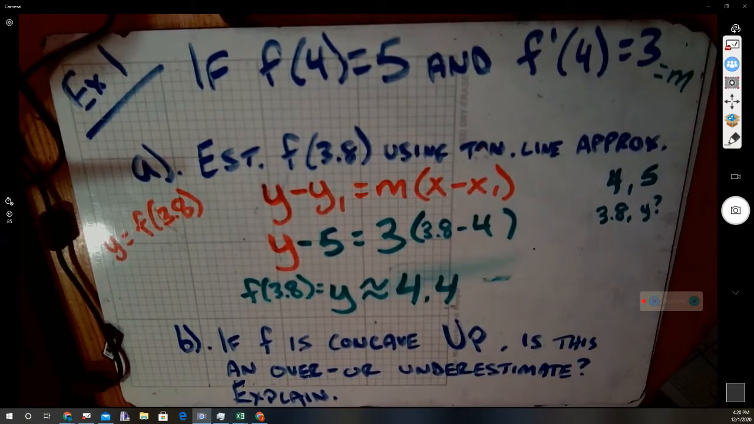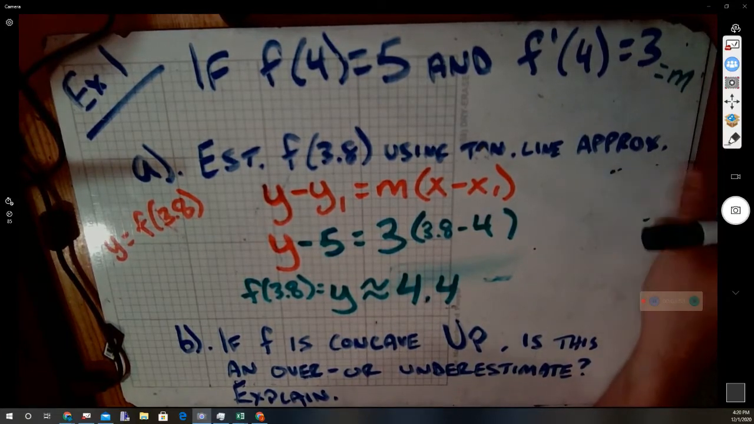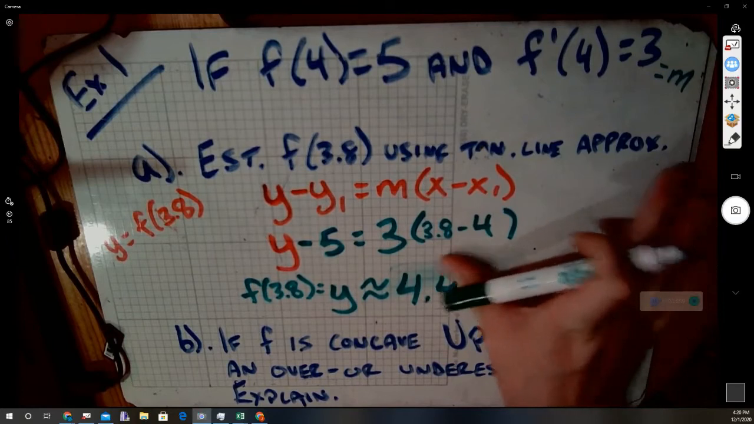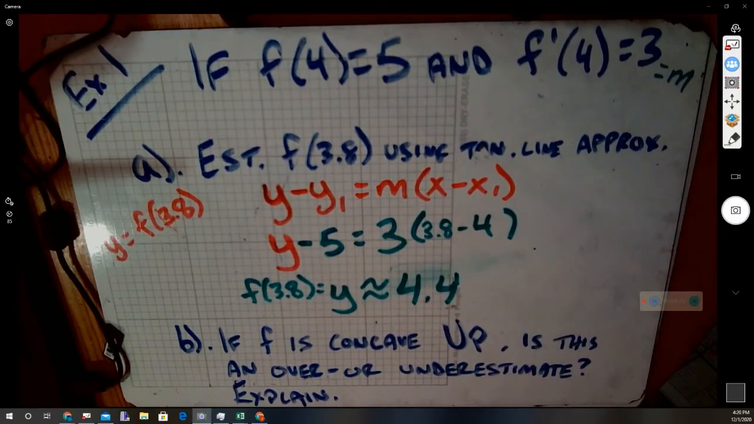All right, now the next part of the problem asks, if the function is concave up, is this estimate an overestimate or an underestimate? Well, here's how we're going to look at that. Ignore for now finding whether it's concave up or down. We'll learn that in future lessons.